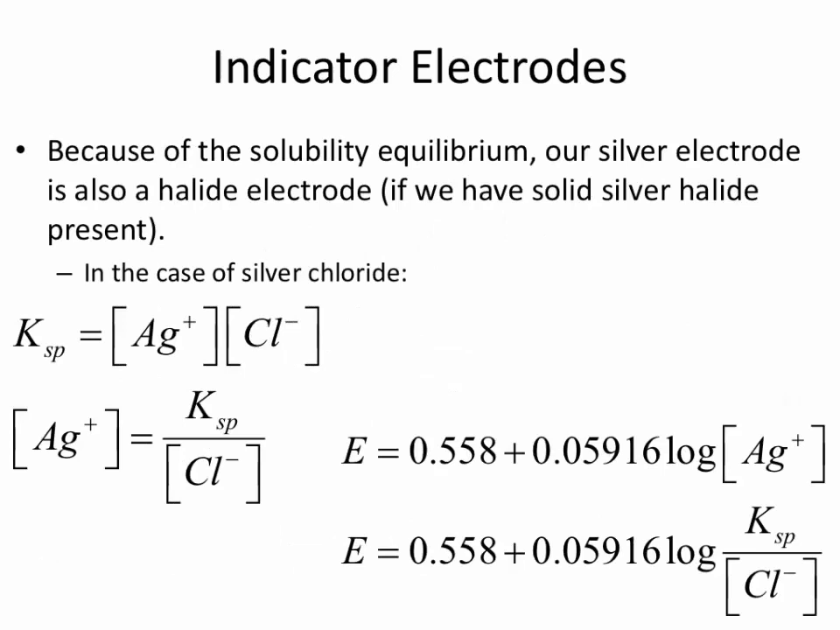Now because of the solubility equilibrium, our silver electrode is also a halide electrode, if we have solid silver halide present. Now in the case of silver chloride, we have our Ksp expression here. We can rearrange that to solve for our silver ion concentration. And that means that in our expression for the cell potential here, we can replace our silver ion concentration with Ksp divided by our chloride ion concentration from here.